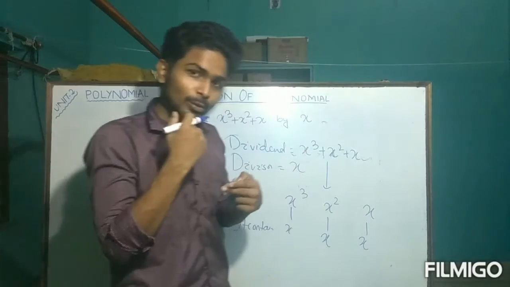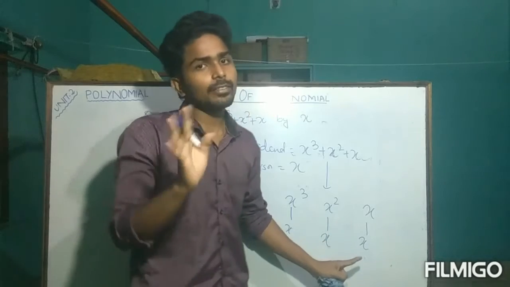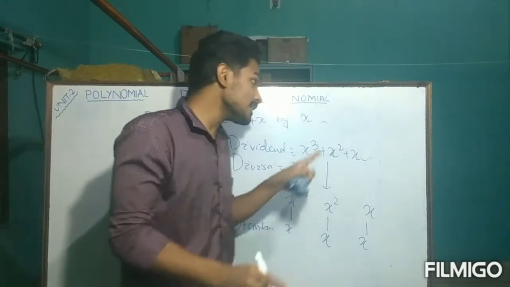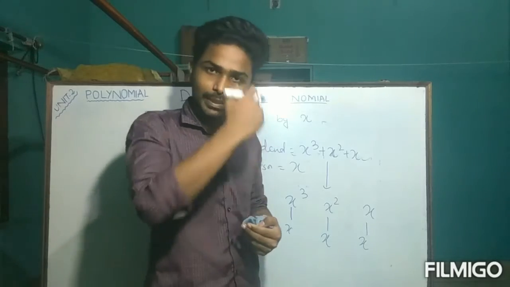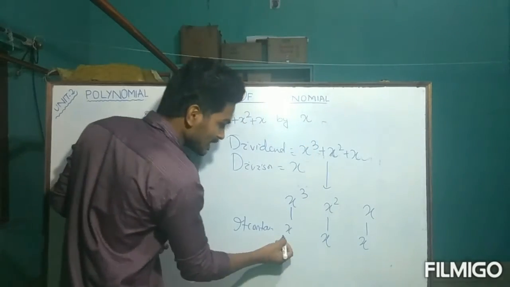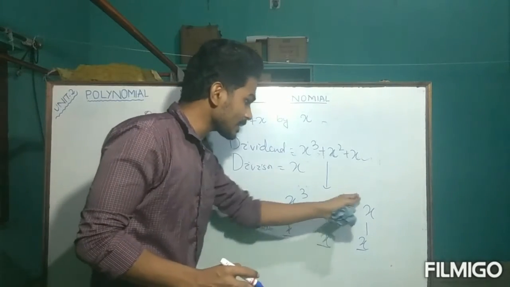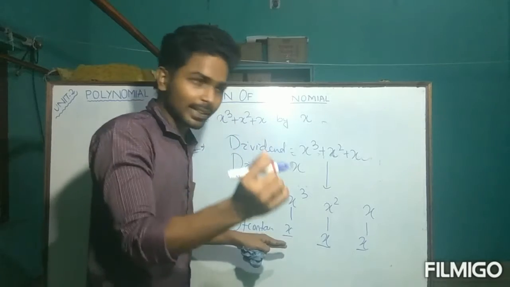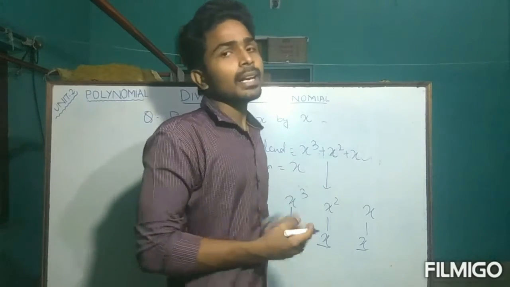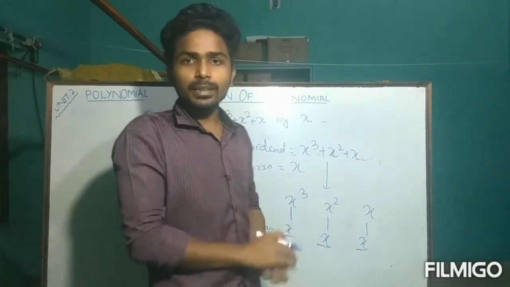Understood? Since it has 3 terms and each term contains x, that means x is the common factor. So the first category we can easily define is that x is the common factor. And as we know, if x is a common factor, it completely divides the dividend, and if it completely divides the dividend, the remainder becomes 0 here. Here we do not need the long division method.